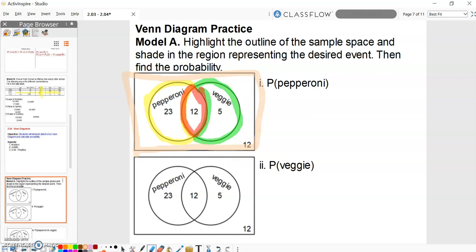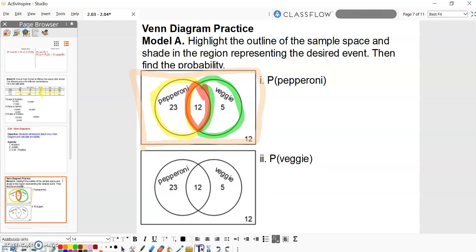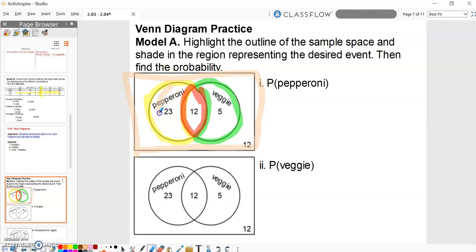So, what is the probability that someone wants a pepperoni pizza? Well, we have 23 pepperonis, so I'm going to shade that in. There's my highlighter. So pepperoni is in here. Oh, wrong color. Oh well. This should be yellow.